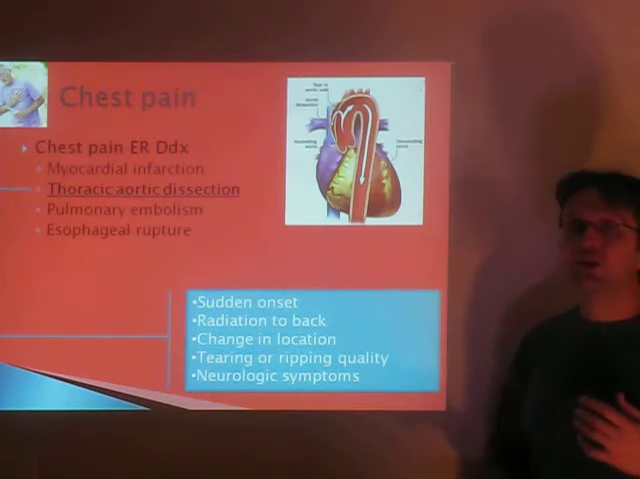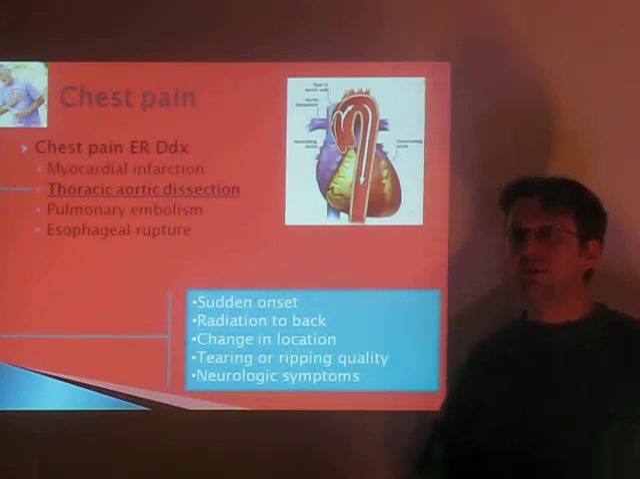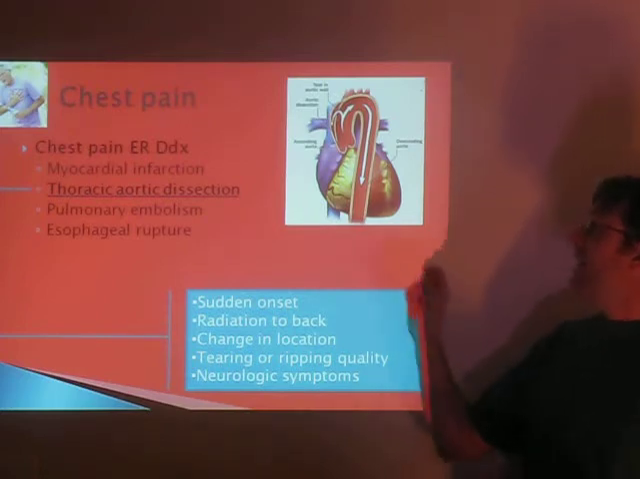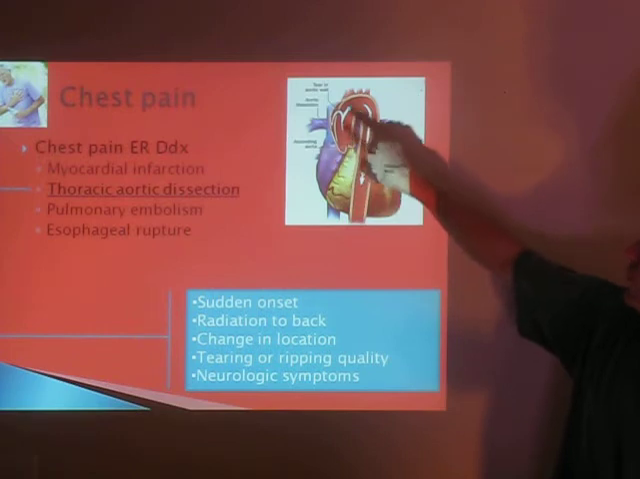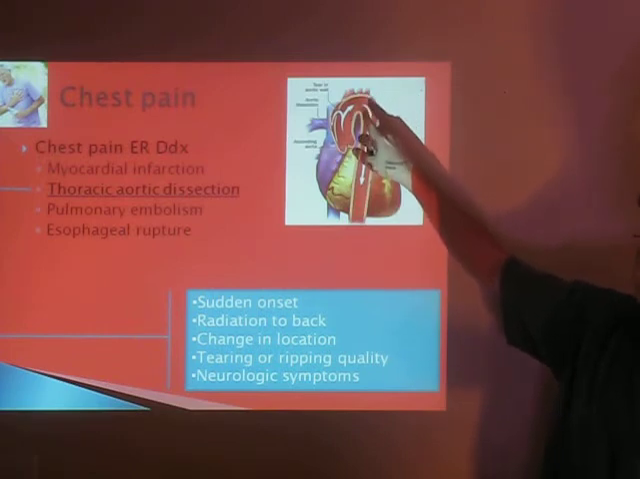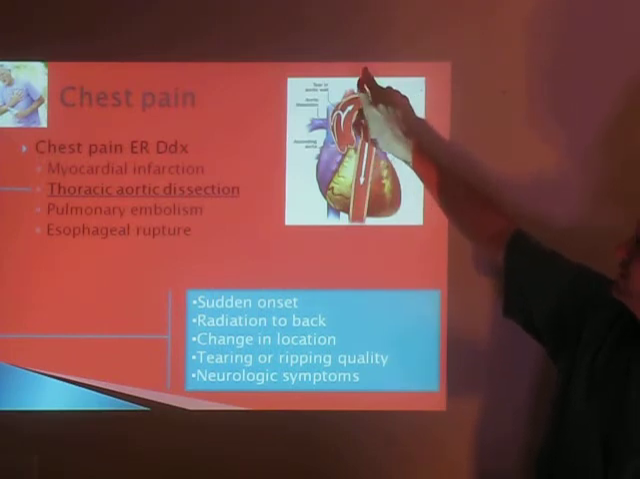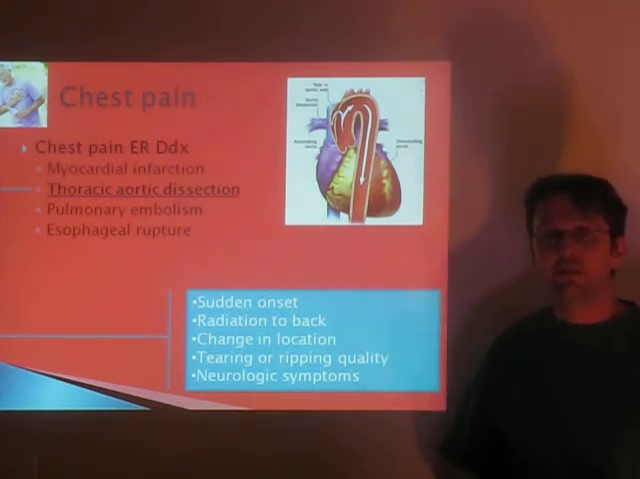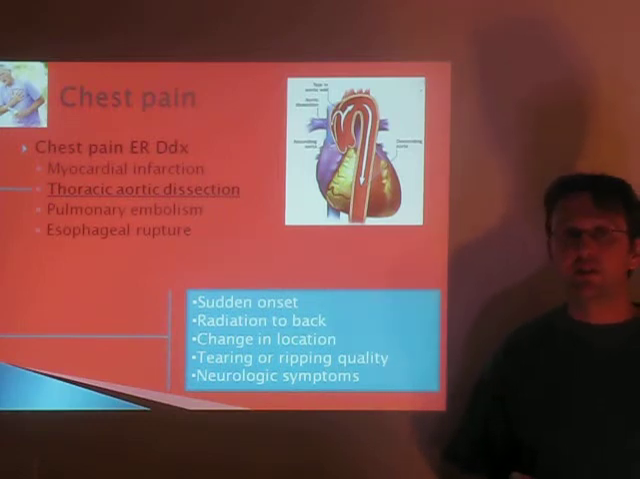And then finally, neurologic symptoms are important. Does the patient have numbness, trouble speaking, stroke-like symptoms? Because as the aorta rips, these vessels here are going to the brain. So if it rips and blood stops going up there, then they can get stroke-like symptoms. Okay? So that's it for aortic dissection. These couple slides you should study.